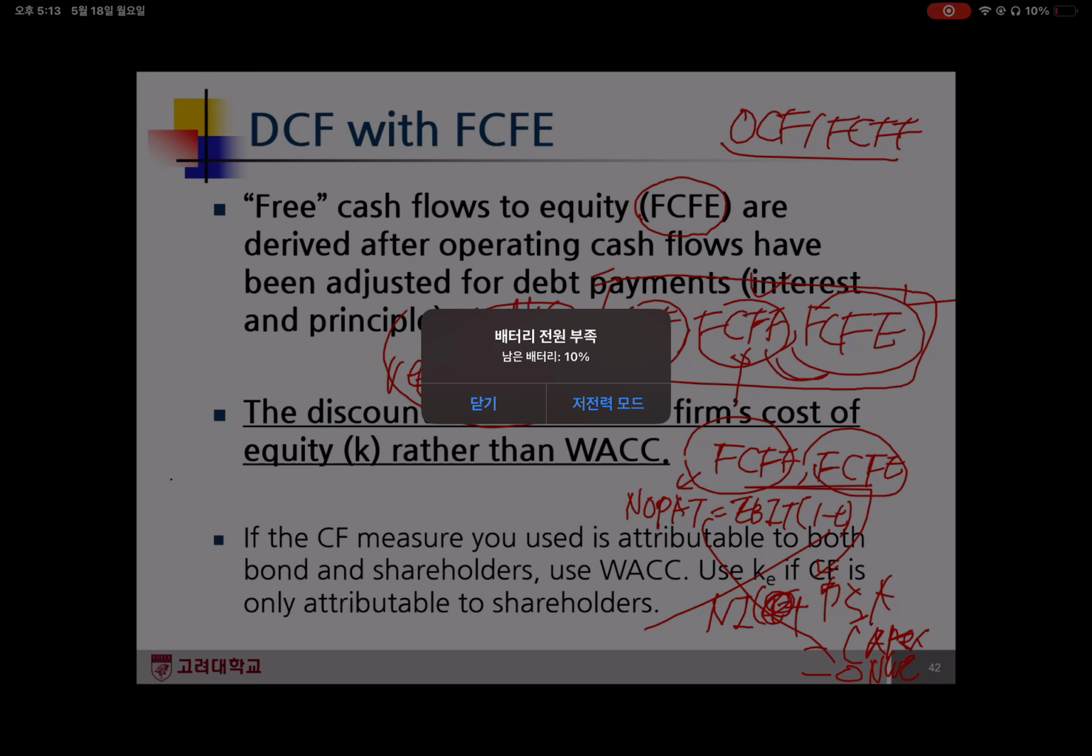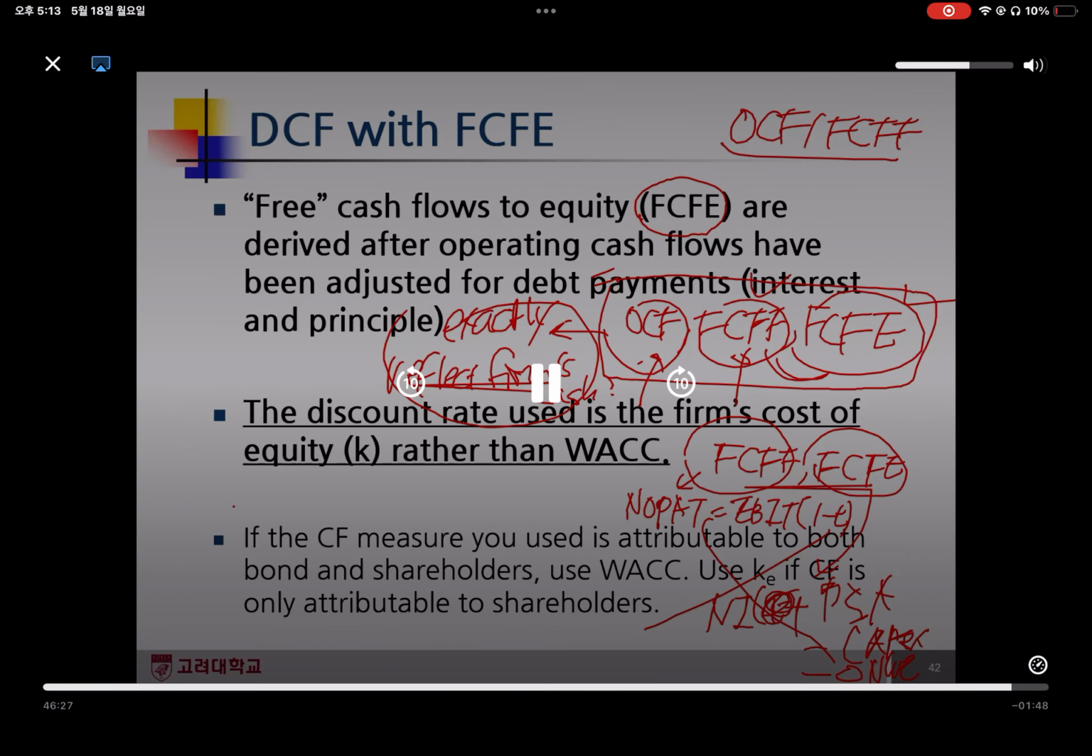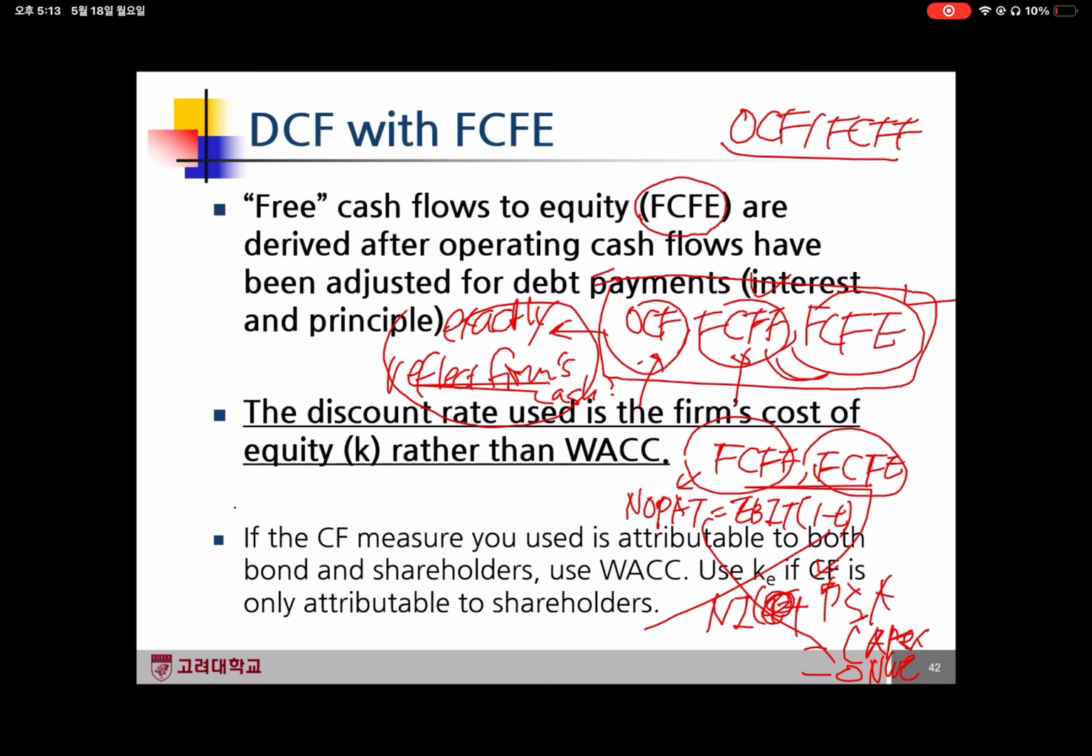So if you estimate the value of the firm by using free cash flow to the firm, you have to estimate the value of a stock by subtracting the value of debt from the value of the firm. While if you discount free cash flow to equity, you don't have to subtract the value of debt because this is the value of the stock. If you use free cash flow to equity, you will get the value of the stock. And if you use free cash flow to the firm, you will get the value of the firm. So to get the value of the stock, you have to subtract the value of debt.